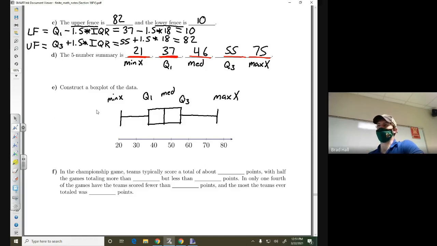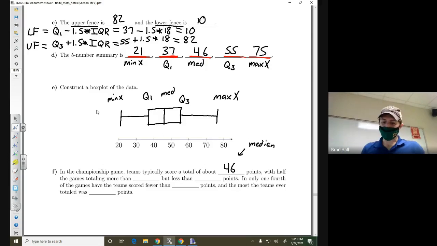So the word typically sometimes evokes the mean, but we're not dealing with the mean in this problem. They only want us to look at the 5-number summary. So we're going to go with the median. We're on the assumption that we're trusting the median here. So this will be the median, which, what did I say the median was? 46. So the median. Because remember, the median is a measure of central tendency. So it's a measure of expectation.